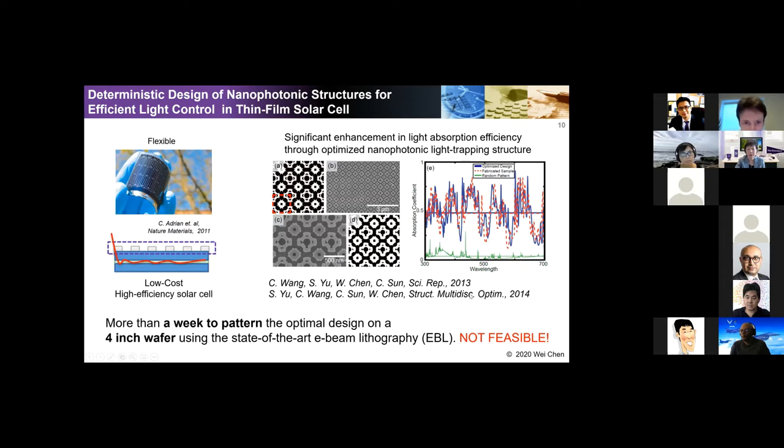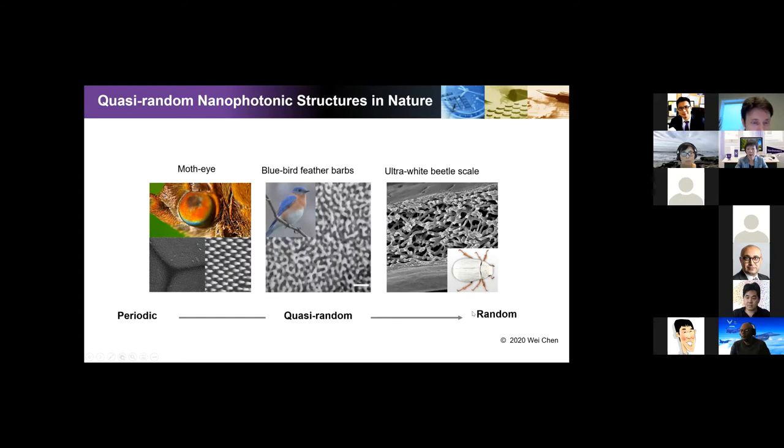But on the other hand, we also found that this is very difficult to fabricate and very costly. If you use topology optimization for such a lower scale system, it takes like a week just to pattern something on a 4-inch wafer. So it's not very feasible. So throughout the years, our approach also evolved from this deterministic to what we call the quasi-random representation, largely inspired by biological systems. Like this is the feather of a bird and the pecan.